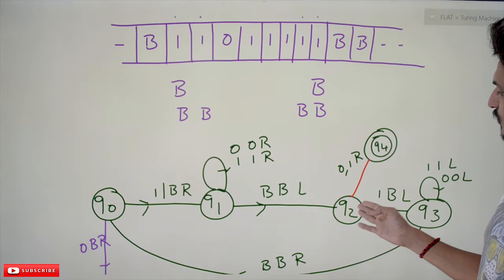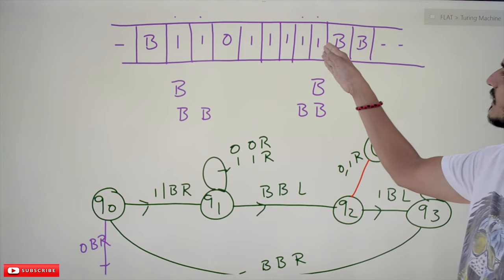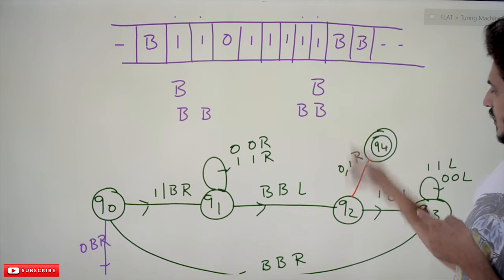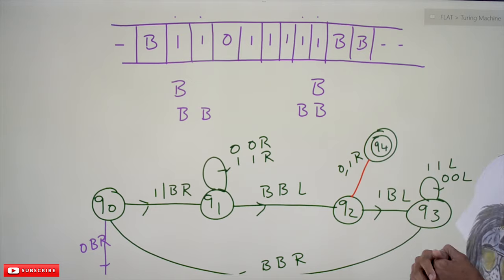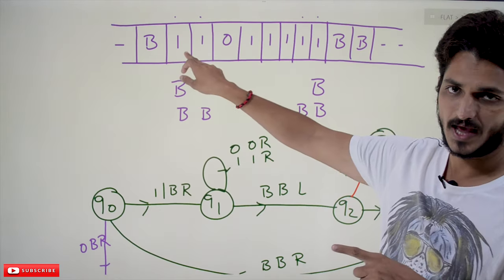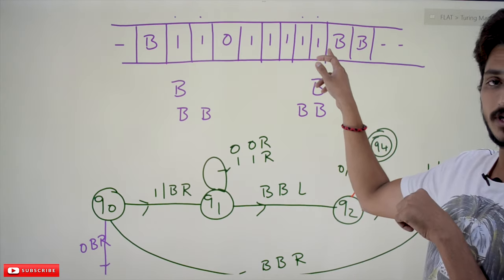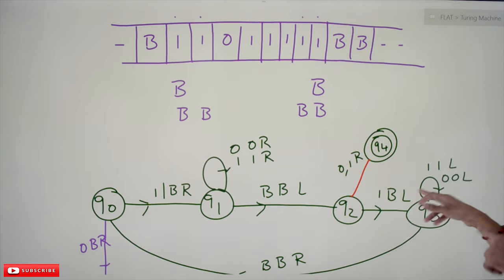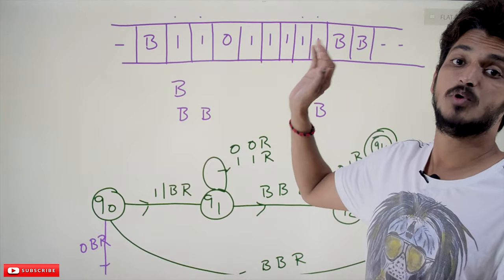Now we are going to Q2 state. On Q2 state, if you find 1, we have to convert this into blank and move left side. Means we have made 1 as blank. Equivalent 1 has been found here, we have to convert it into blank. That's why if you find 1, we convert it into blank and move left side. Again move till the left end.